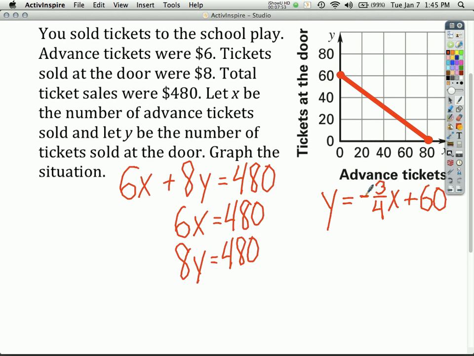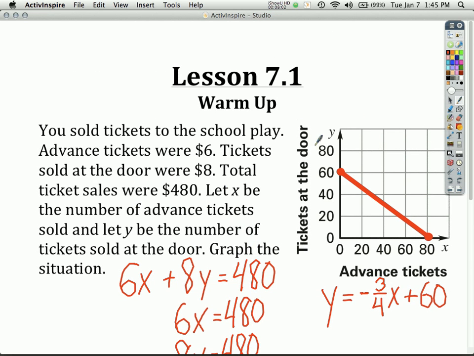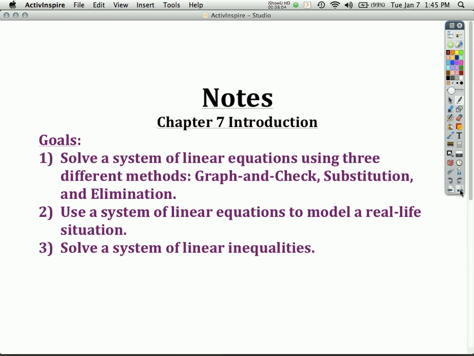Now, this is also a lead-in to today. So today we start chapter 7. Today's lesson is 7.1. You do not have to copy. I would like you to write notes because we're going to be eventually copying some notes, but I want you to just read along with me. So you can put your pencils down on your desk after you write the word notes.